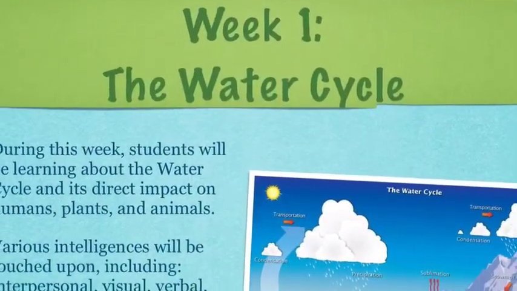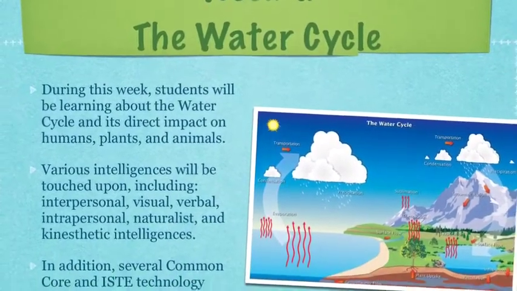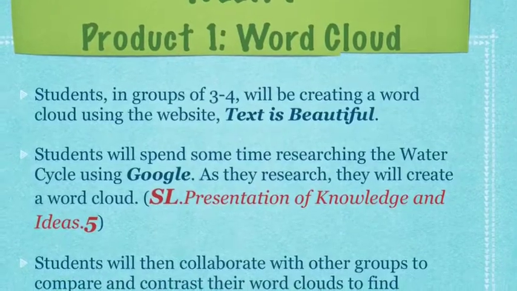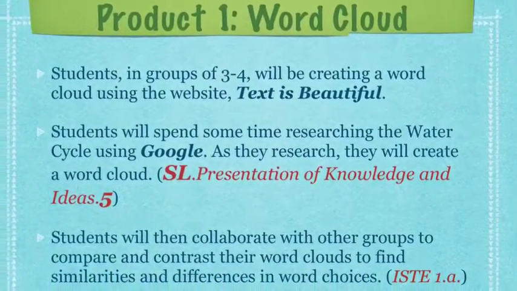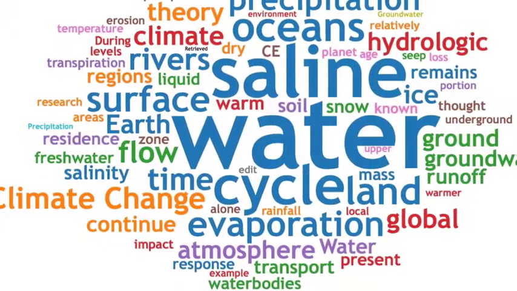Let's take a closer look at these projects. Week 1 looks at the water cycle and its direct impact on humans, plants, and animals. Students will be creating a word cloud based on their research of the water cycle. This project will be done in groups of 3 to 4 and will ask students to collaborate with others, as well as compare and contrast their word cloud to that of another group's.